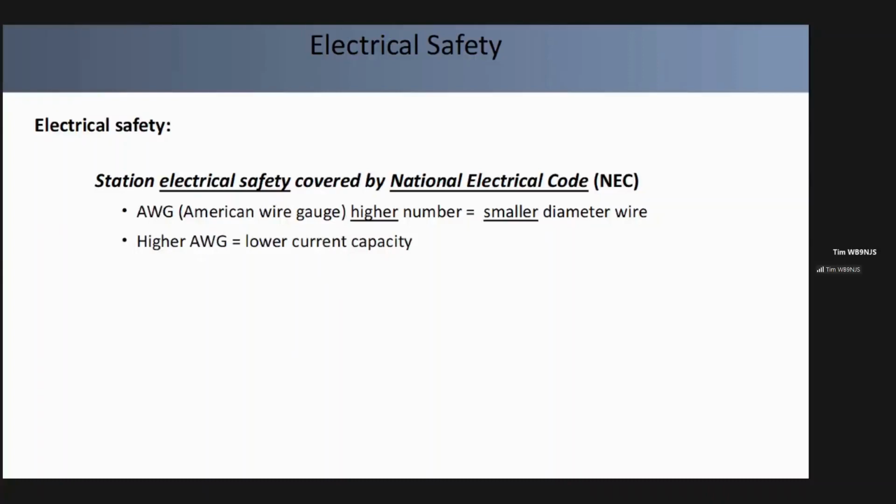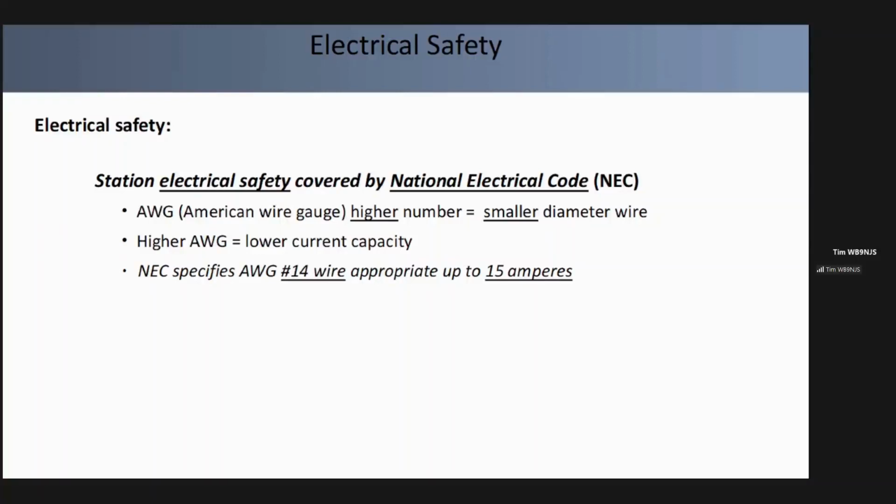Okay, and why is that important? Well, the higher AWG, the higher gauge wire, the smaller diameter wire, has lower current carrying capacity. And that's where the two questions come in.